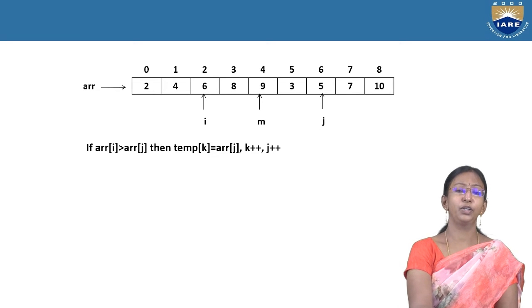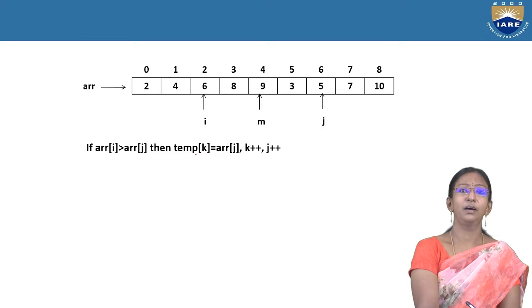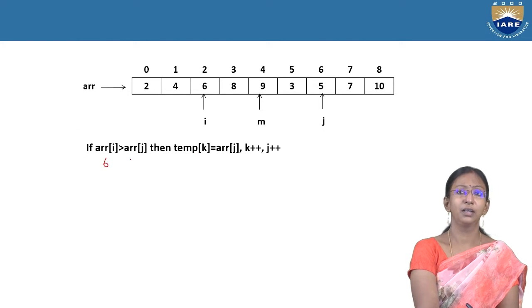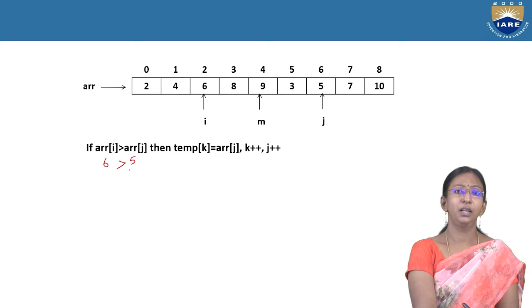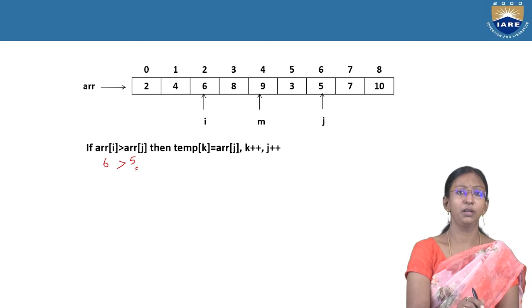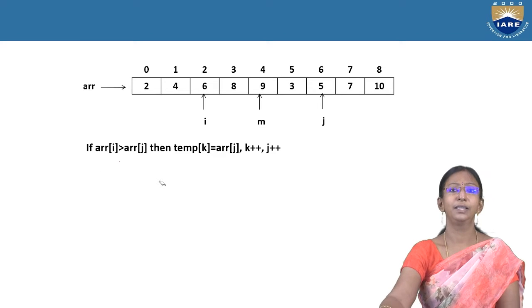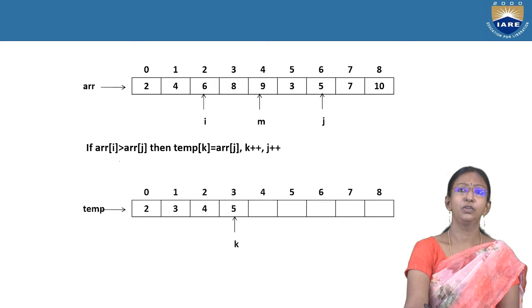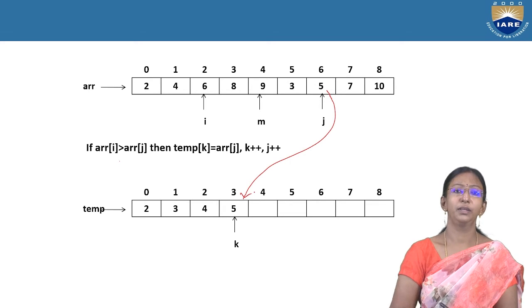Now i is pointing to 6 and j is pointing to 5. Now let's compare the elements. 6 and 5. 6 is greater than 5. Now the element pointed by j has won the battle. Okay, so now 5 will be copied to the temporary list. So I have copied the content of j to temporary.